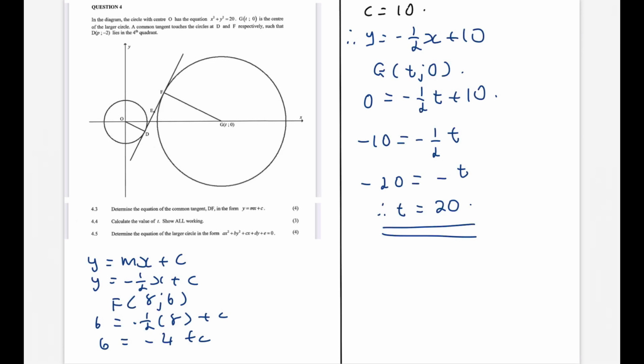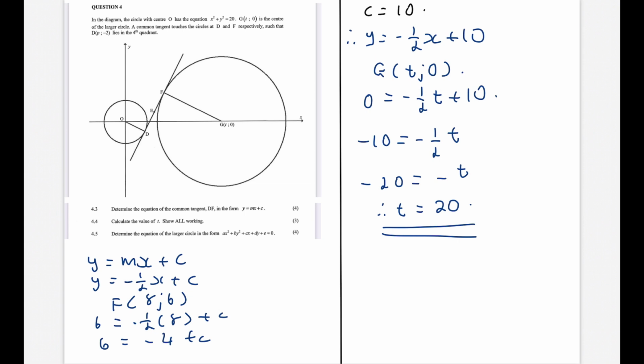4.5 says to determine the equation of the largest circle in the form ax squared plus by squared plus cx plus dy plus e is equal to 0. Now, I know you've probably never seen that before. That just means expand the normal form, or the form that we're used to, of the equation of that circle. So what do we need in order to have the equation of a circle? If that circle's center is not at the origin, we need the center of the circle, and we also need the length of its radius.